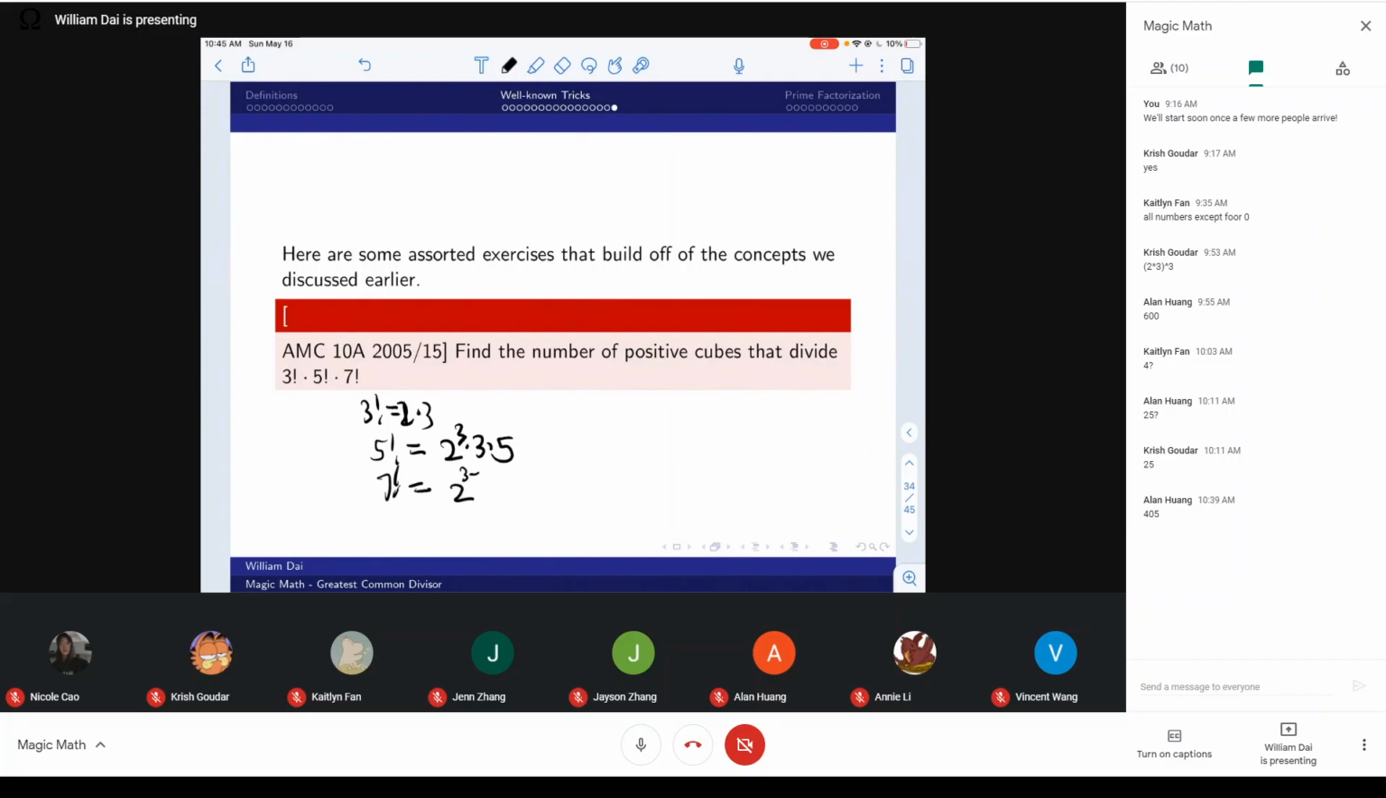On the other hand, you could use Legendre's theorem or something like that to help you out. Okay, so adding all of these up here. Okay, and say the cube's prime factorization is like this here. It's 2 to the a times 3 to the b times 5 to the c times 7 to the power of d.